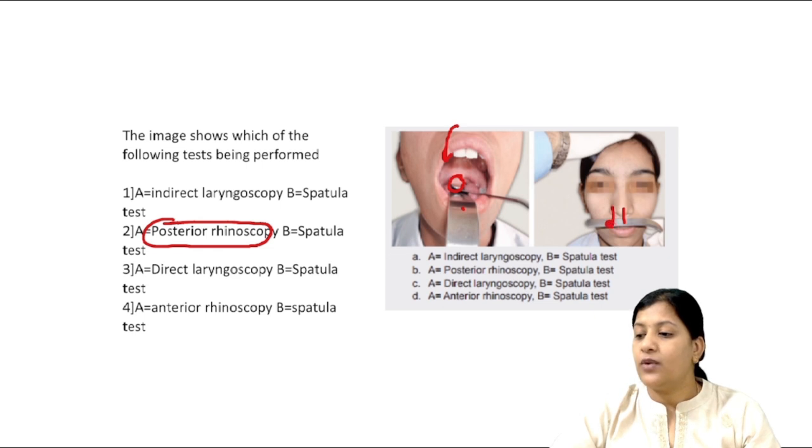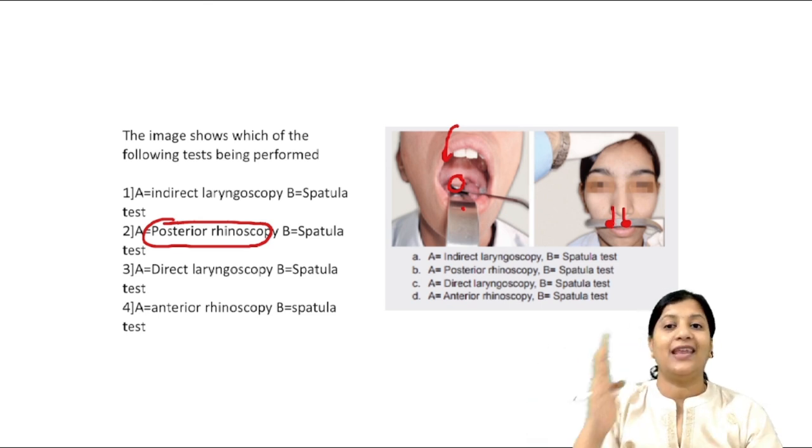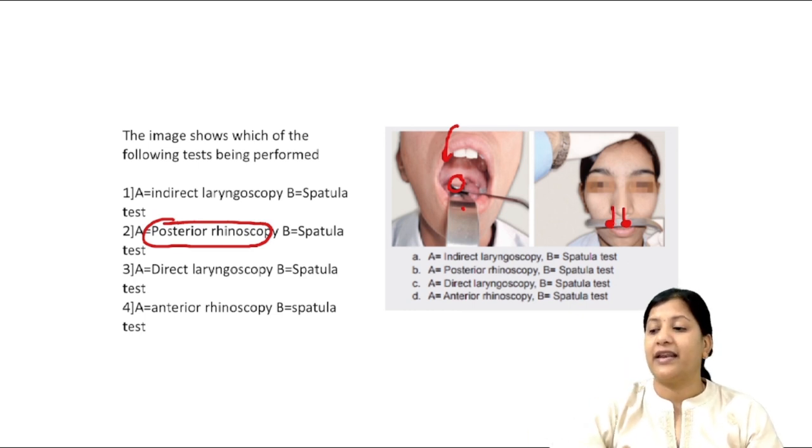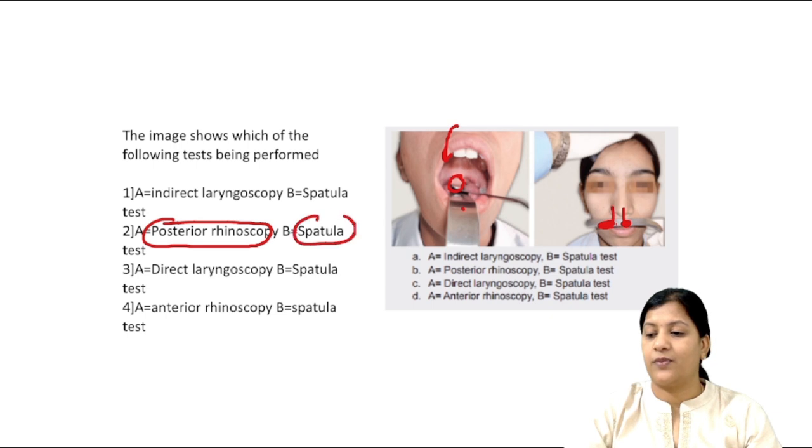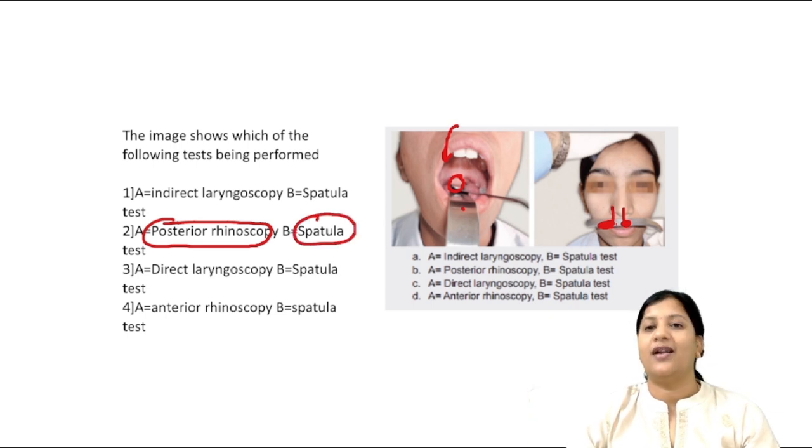If there is equal misting on the tongue depressor, it means that the airflow in both the nasal cavities is equal. But if there is an unequal misting, it means that there is some obstruction, like a deviated nasal septum, a polyp, something is obstructing, and as a result, there is reduced misting on one side and there is increased misting on another side. So the test that you see here is called posterior rhinoscopy and the spatula test.